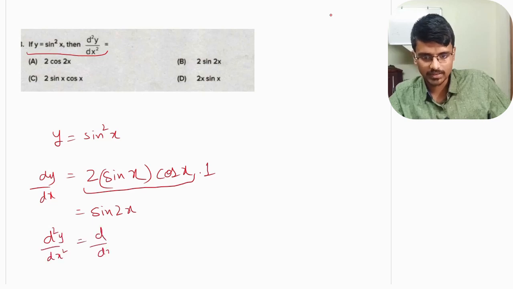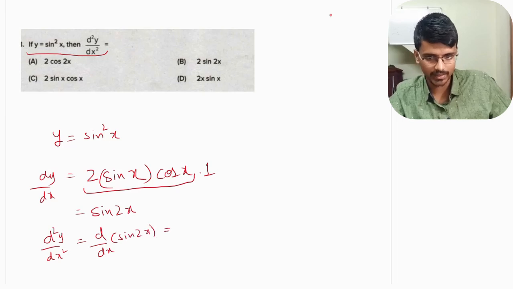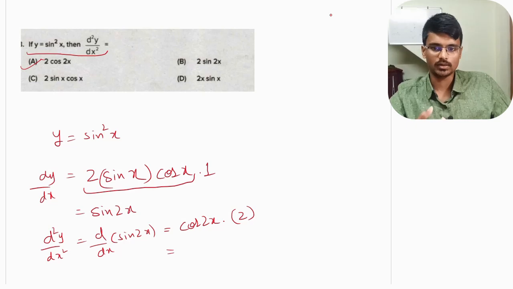d by dx of sine 2x. Here there is no power, so you can directly come to the angle part. Differentiation of sine 2x is cos 2x. Now we have to differentiate the angle, which is 2x, it is 2. So the correct answer is option A. Okay, I hope the chain rule is clear. If you understand the chain rule, this is very easy.